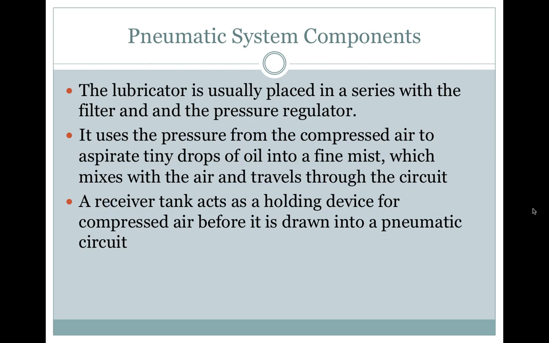The lubricator is usually placed in series with the filter and the pressure regulator. It uses the pressure from the compressed air to aspirate tiny drops of oil into a fine mist, which mixes with the air and travels throughout the circuit. A receiver tank acts as a holding device for compressed air before it is drawn into a pneumatic circuit.